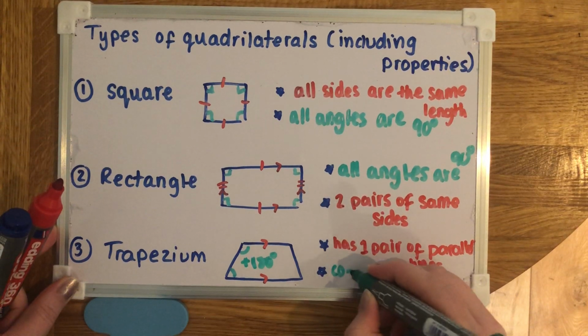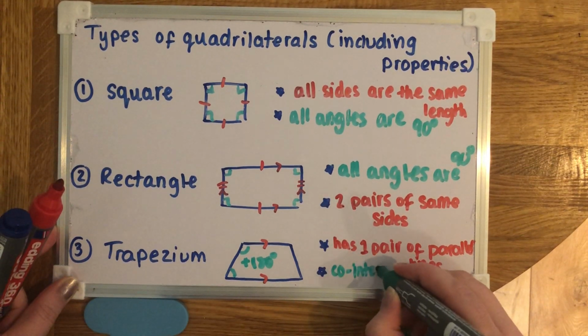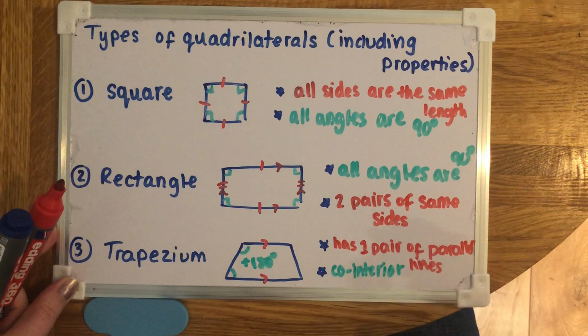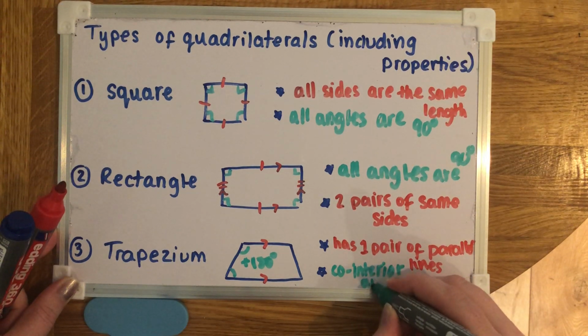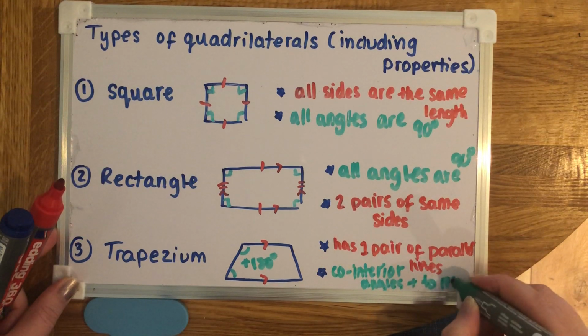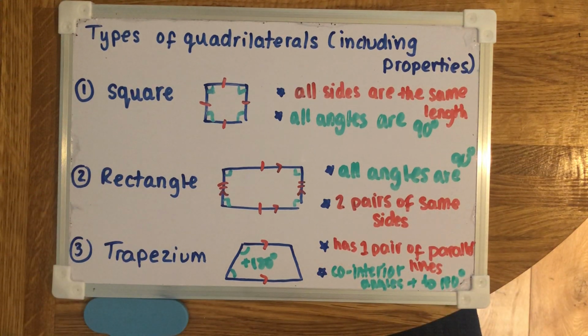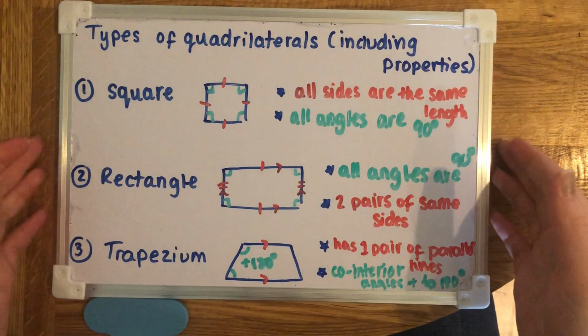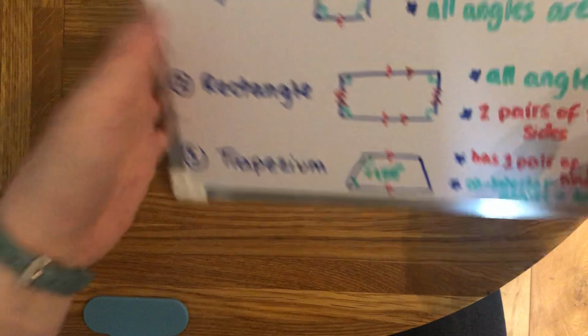So if you've learnt parallel lines, it's called co-interior. So angles add to 180 degrees. Okay, and that's a really helpful thing to know, especially because they will always add that into a question. So yeah, that's all we need to know about a trapezium. I'm going to turn over.